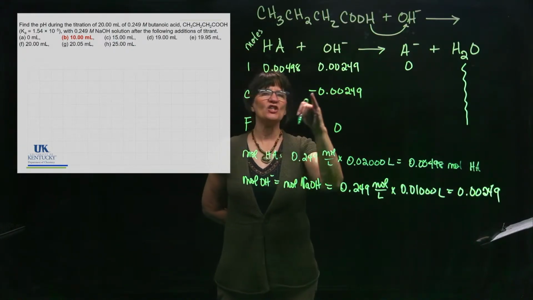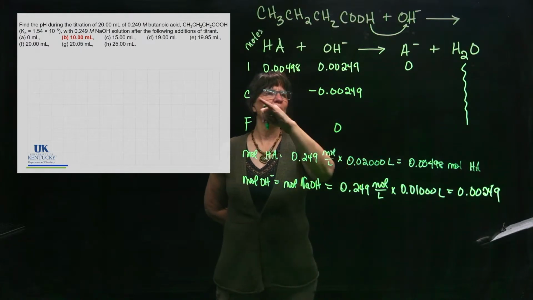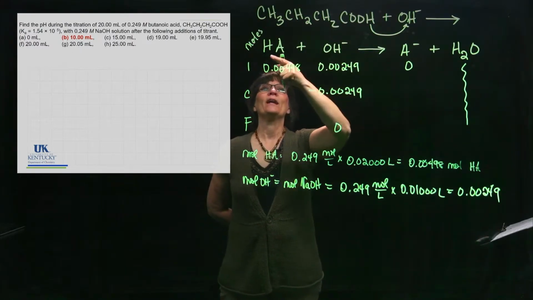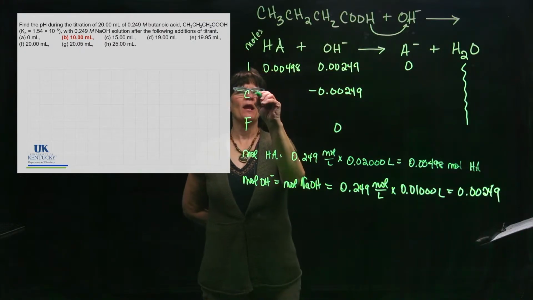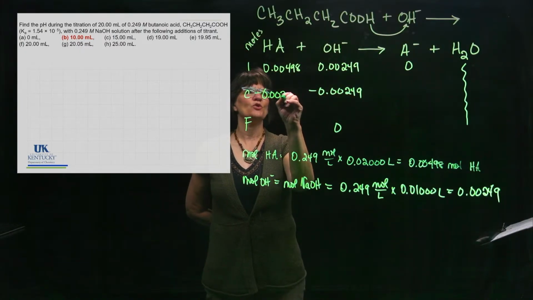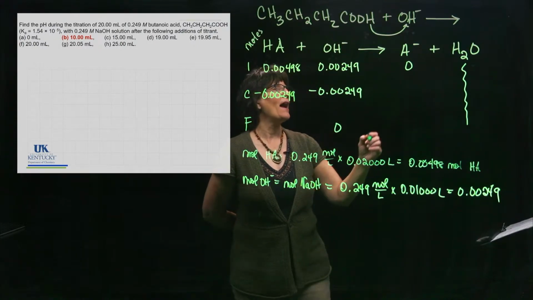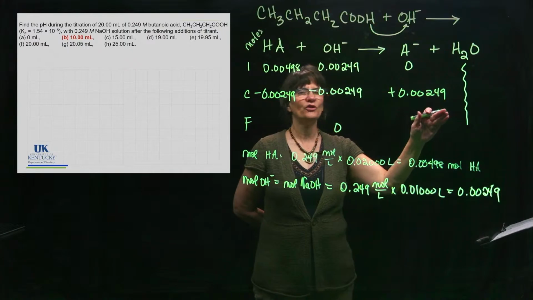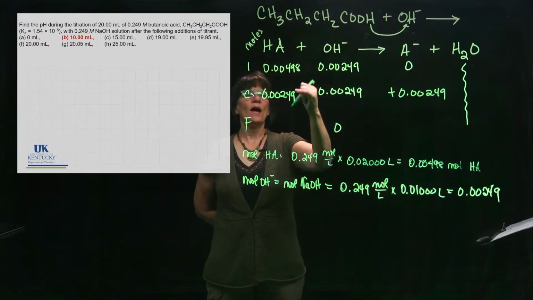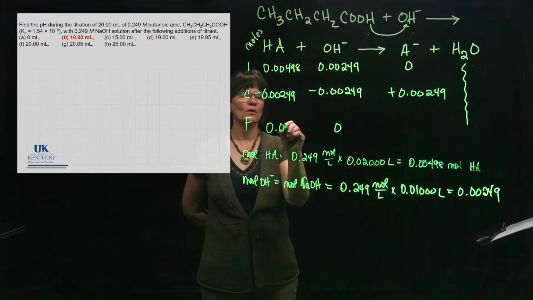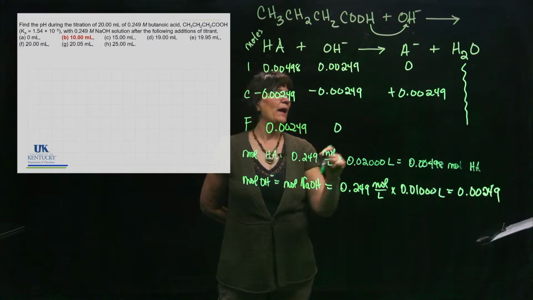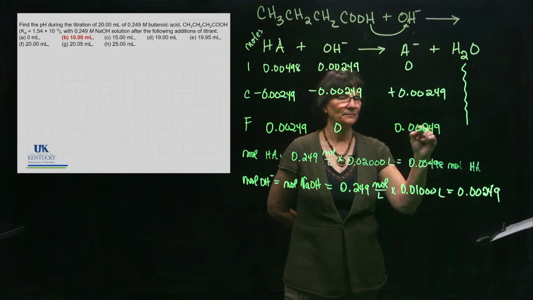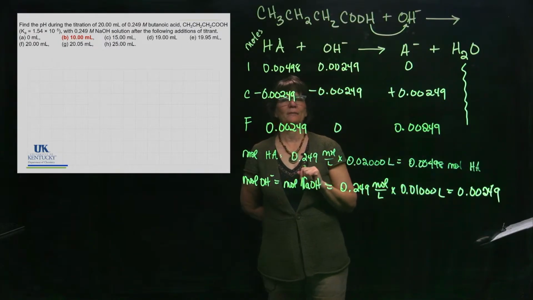Now the change line is just like in the ICE table. It is the reaction taking place. So I look up here and I see it's 1 to 1. So I know I would have to react 0.00249 here, and I would have to produce 0.00249. So I'm producing on this side. When I subtract these two, I have 0.00249. And when I add these, I have 0.00249. So now I've got my F line.